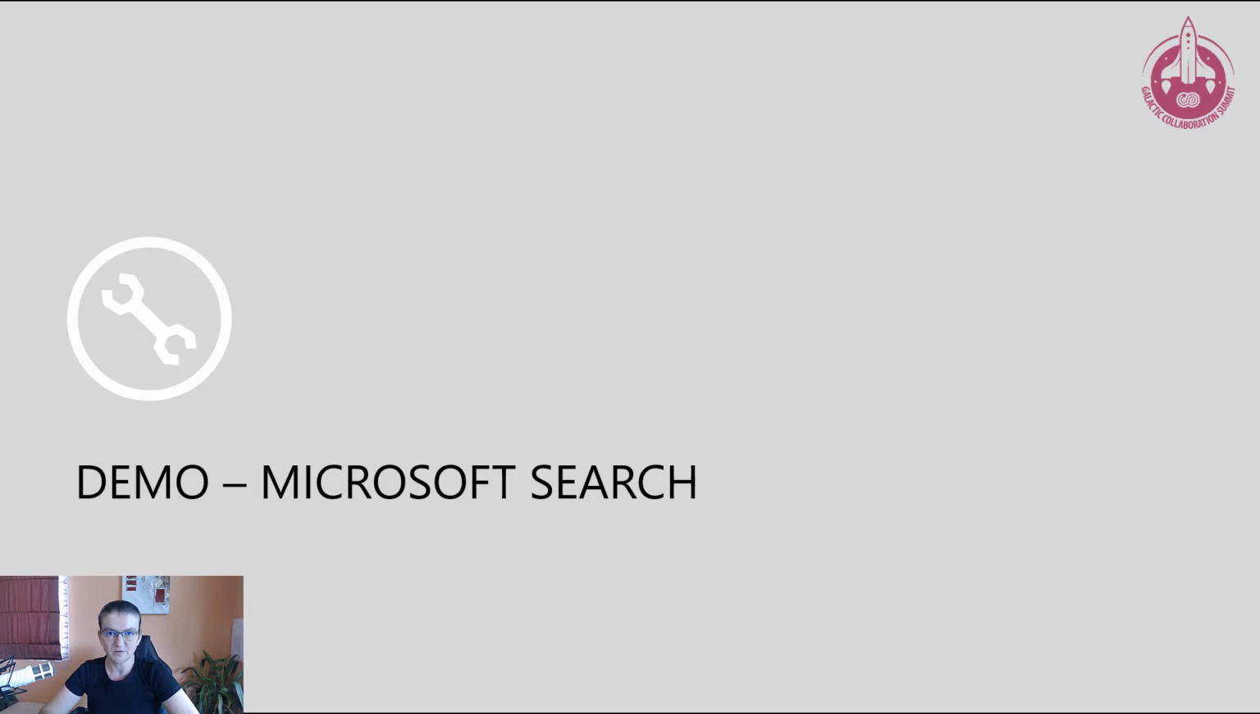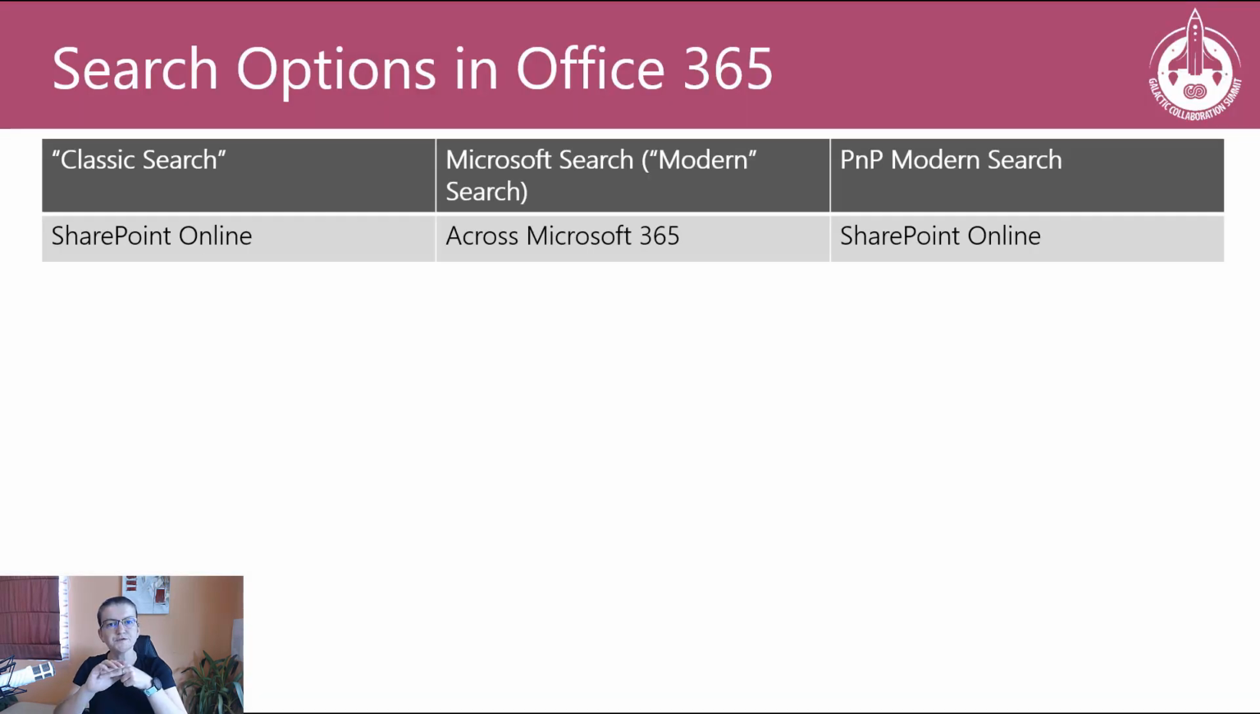But before that, let me summarize what we have seen so far. So we have three options for search in SharePoint Online: Classic Search, Microsoft Search, and the PnP Modern Search. The Classic Search can be added to SharePoint Online pages, and you can create classic search pages, classic search sites, or classic search centers with the Classic Search option. The Microsoft Search can be found across and in each application in Microsoft 365, not only in SharePoint, but also OneDrive, Teams, Stream, Bing, and also in the client applications. And the PnP Modern Search solution can be added to SharePoint Online pages again.